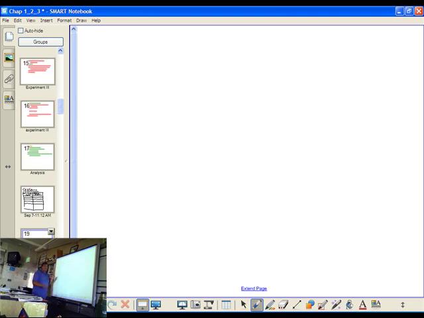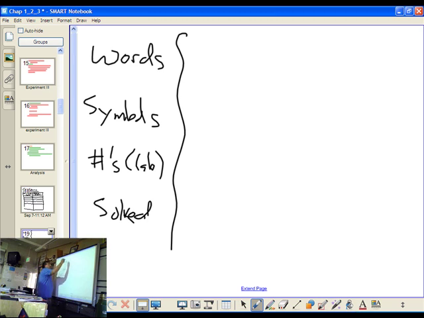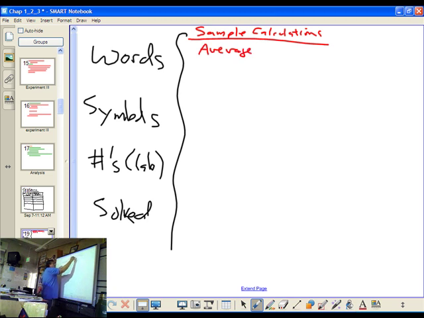Now, what I'm going to write down now does not belong in your lab. I'm just showing you, just so we know what we're doing. So it's words, symbols, numbers, and that comes from your lab, and solved. Okay. So underneath your table you're going to write sample calculations. You just write that word, sample calculations. And the first sample calculation is average time.